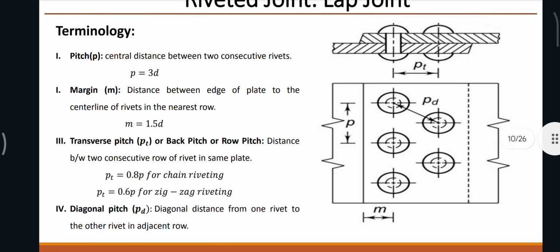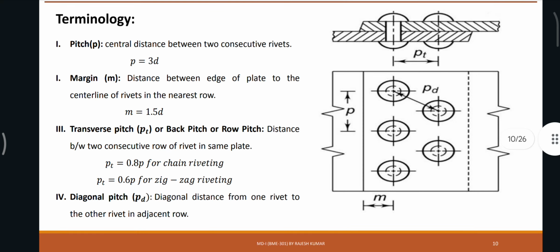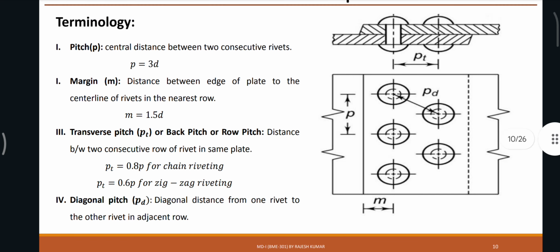Transverse pitch PT or back pitch or row pitch: distance between two consecutive rows of rivets in the same plate. PT equal to 0.8 into P for chain riveting. PT equal to 0.6 P for zigzag riveting. Diagonal pitch PD, diagonal distance from one rivet to another rivet in adjacent row.